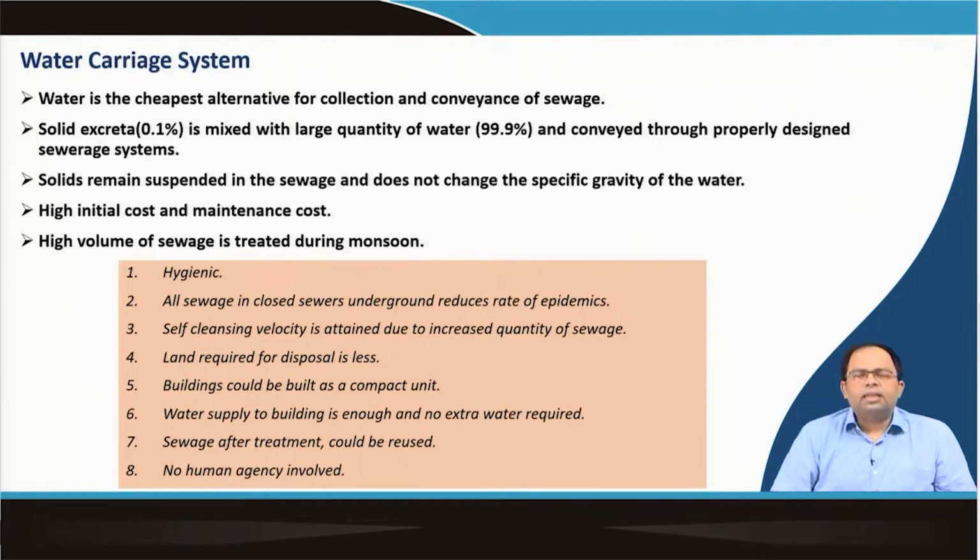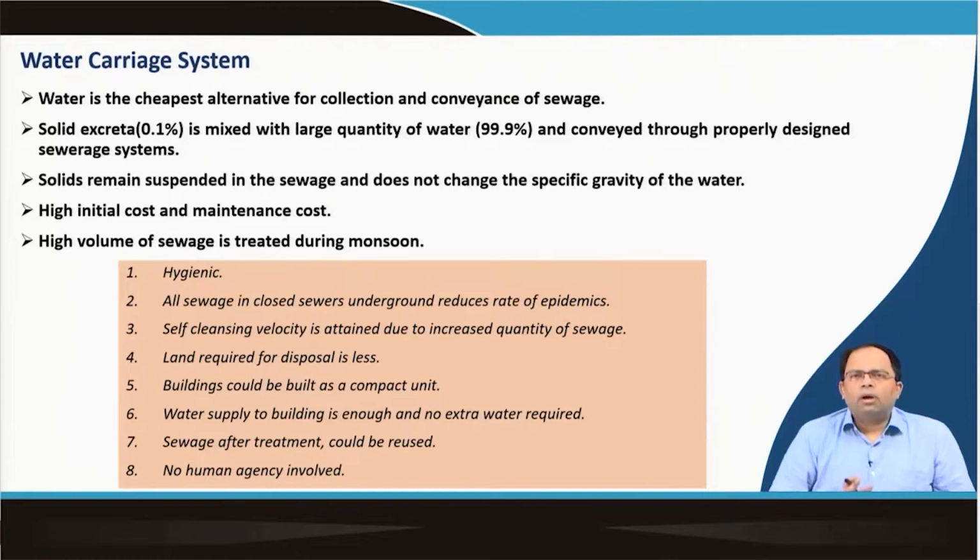As you know, this conventional sewerage system or water carriage system is much costlier, and it is difficult to maintain as well. We have to spend a lot of money on operation and maintenance, and during monsoons the amount of sewage that is generated is quite high. We have to consider that, because it is not only the sewage that is generated from our houses or from industries, but also the storm water. So, this high volume of sewage may become a problem during the monsoon period, and we have to devise ways to handle this volume of sewage.